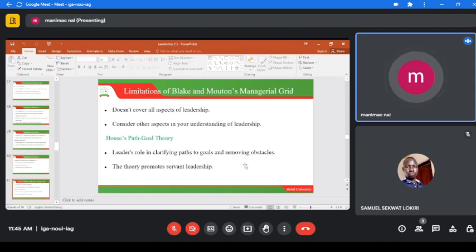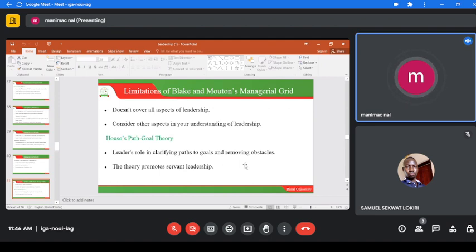important. Furthermore, what could be the limitation of this grid? There are very many limitations, but what we have to bear in mind is that it does not cover all aspects of leadership. It also does not consider other aspects in understanding leadership and so many other things.